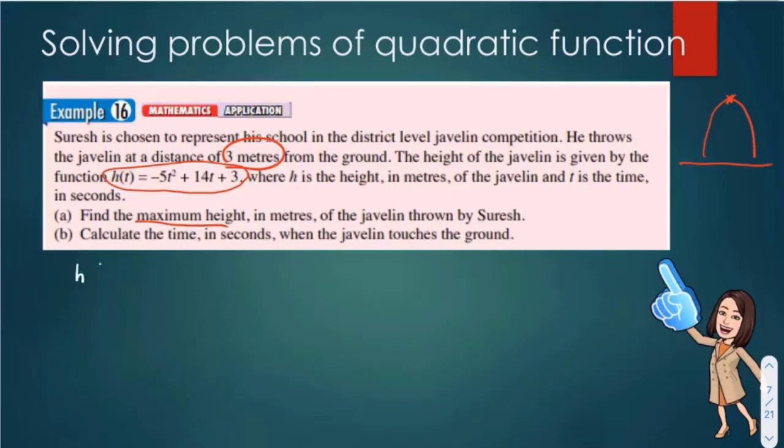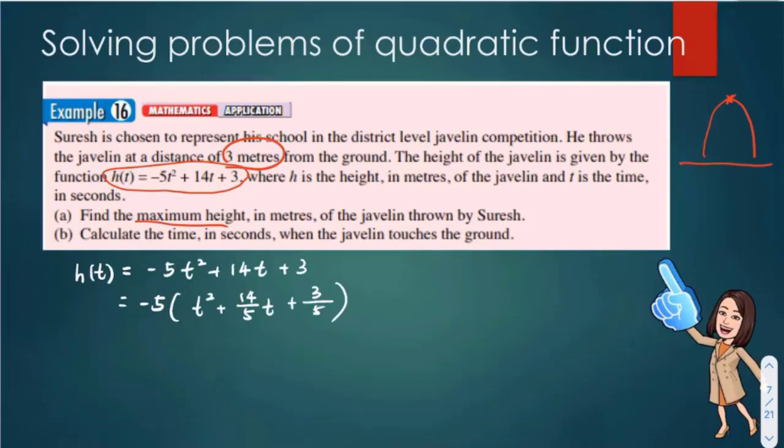Make sure the a is equal to 1. Always copy back the question. Jangan terus buat, salin balik dia punya fungsi dulu. Then you have to factorize, take out the value of a. Factorize it. So this is t squared, and inside this one has to be 14/5. You know how to get this, right? Betul tak apa yang cikgu buat? Am I right?